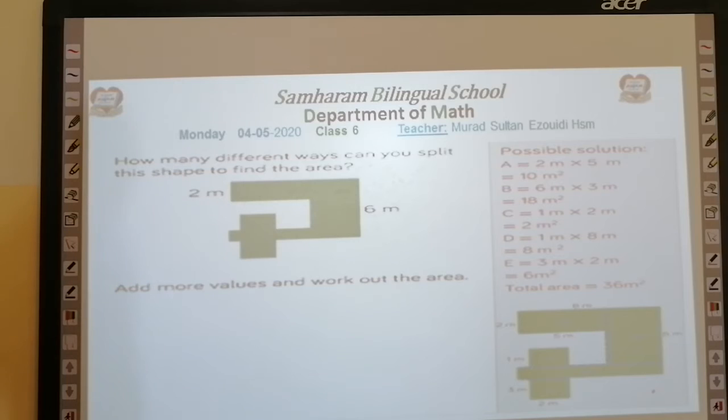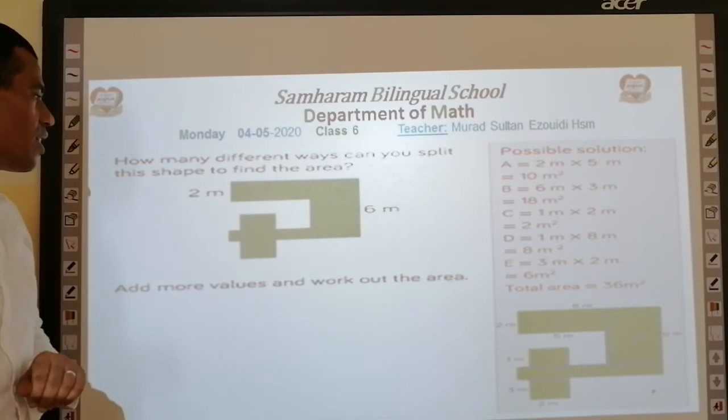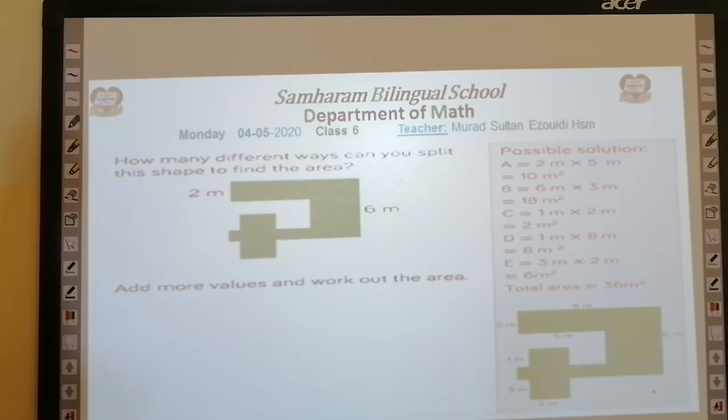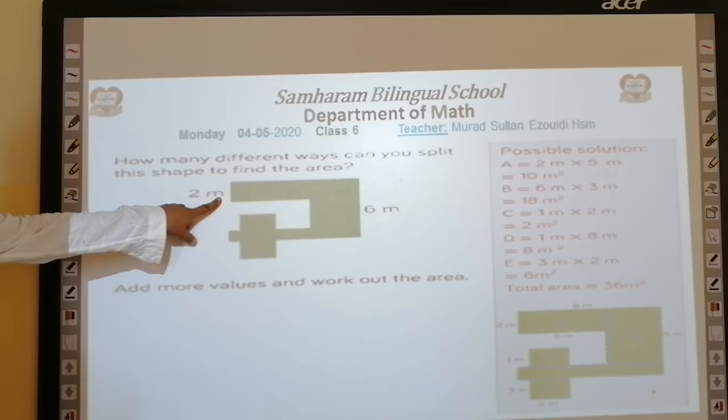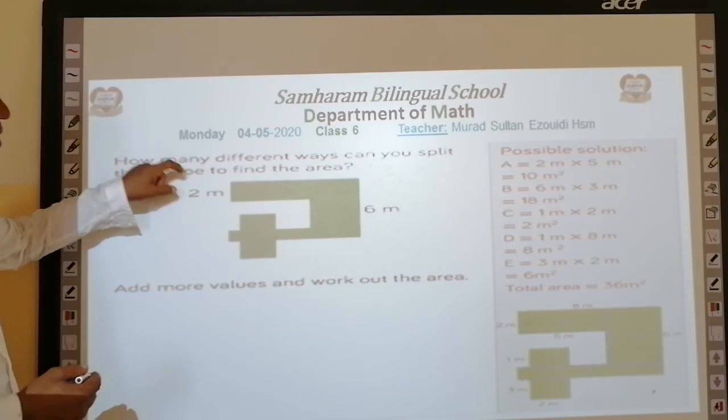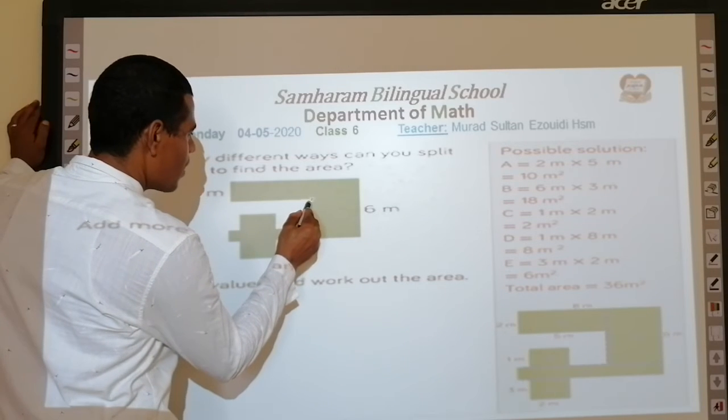How many different ways can you split the shape to find the area? We have so many methods. So here is a possible solution, we have A equal to 2 multiplied by 5 meters. This is A.